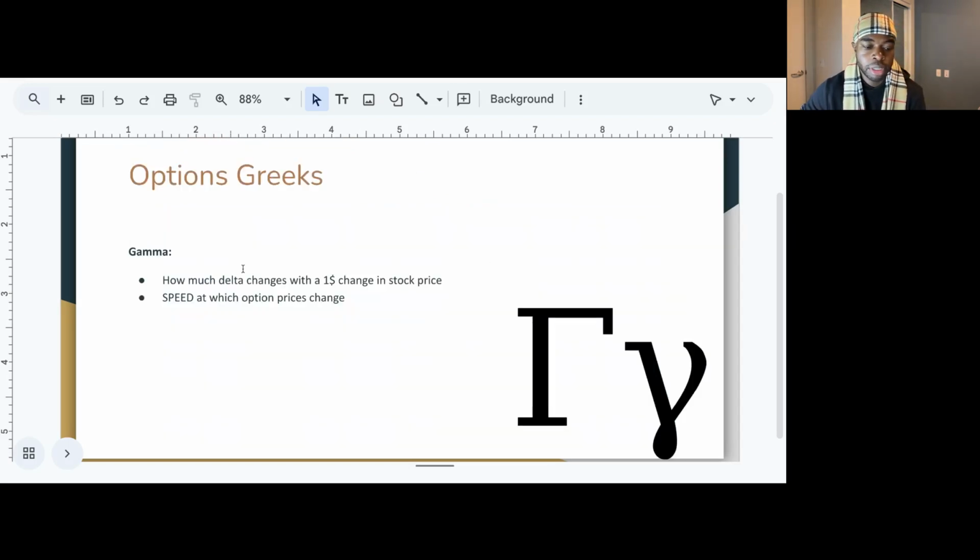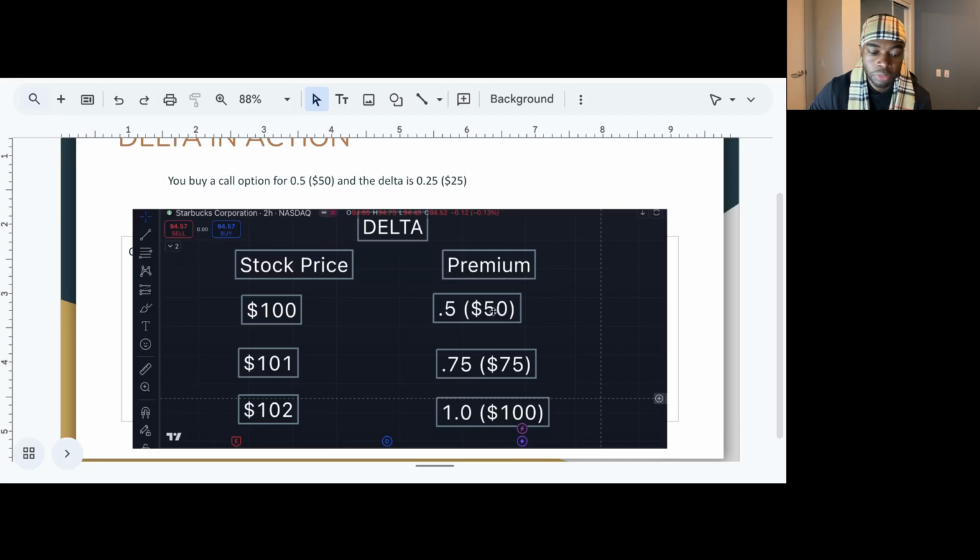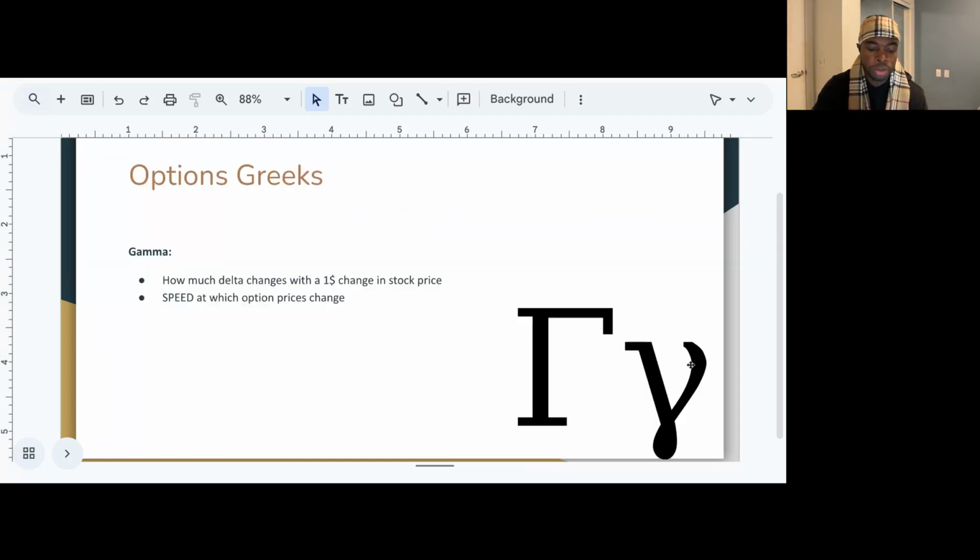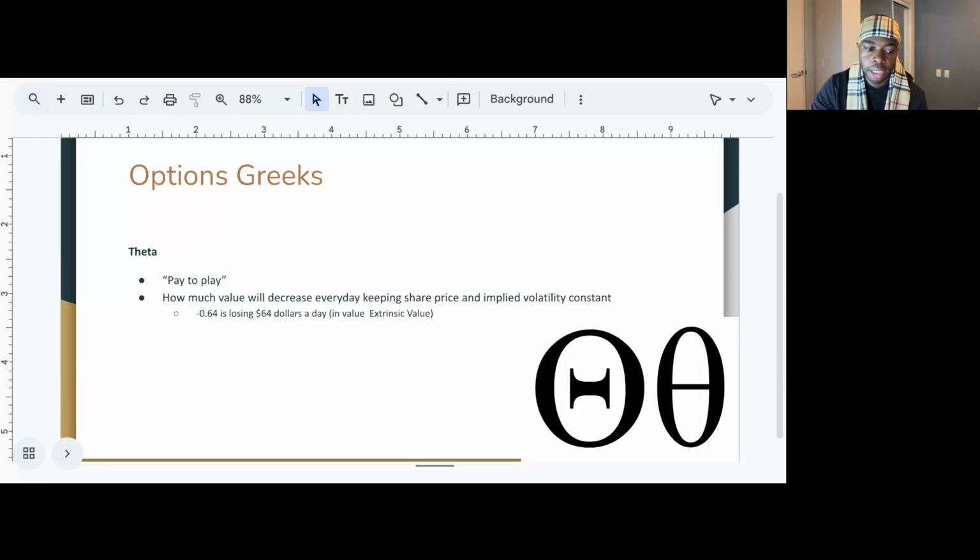Now, gamma. Gamma tells me how much delta will change with a $1 change in the stock price. So it's the speed at which the option prices change. For instance, here I showed we went from 50 to 75 to 100, when in actuality, after we go from 50 to 75, that delta will change from $25 to something higher like 28 or 29, because we're getting closer to the option strike price, or we're moving in the direction that we think the stock is supposed to go. So gamma just tells me how fast delta is going to change.